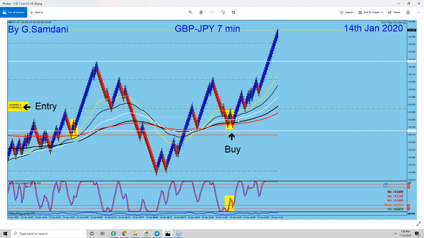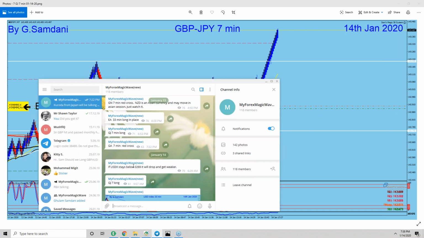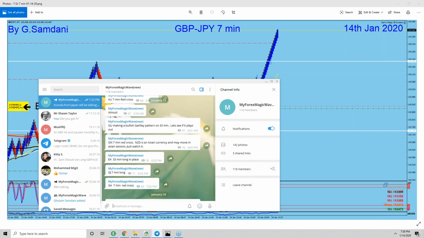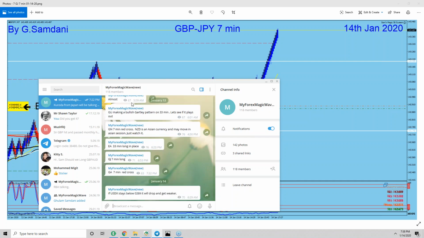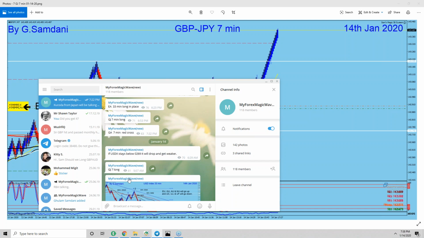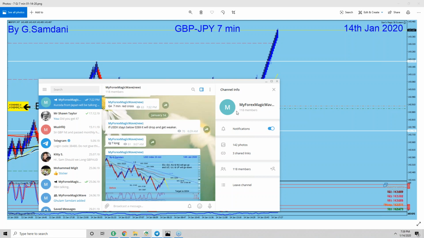I'm posting all of these on my Telegram channel, by the way. If you look here, you see this EA33 long in place. Aussie 7 red cross, GJ 7 minute long, that was this one. And GA 7 minute red cross, I showed you the GA already. We went up. This is my Telegram channel. I keep sending GJ7 long. This is the one, basically, and it went up nicely.